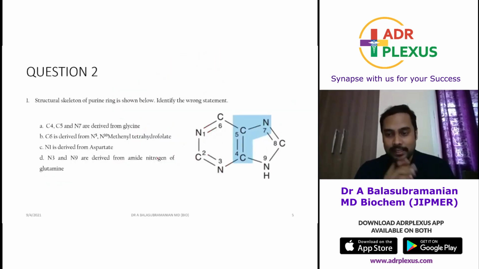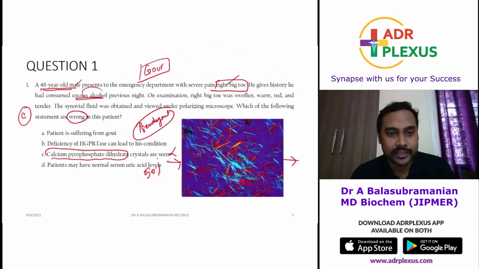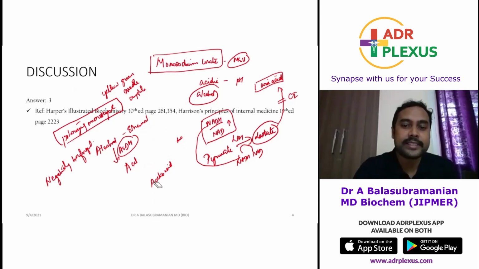Question number 2. I told you this. So the first question is from purine catabolism, right? The second question is from the purine structure. Okay, so this is purine structure. One more thing I have forgotten to explain, sorry for that. Deficiency of HGPRTase can lead to this condition. Yes, it can lead. That is because deficiency of HGPRTase means what?